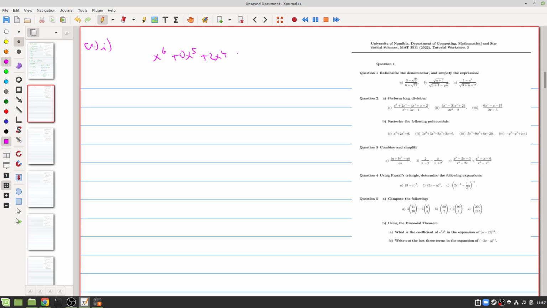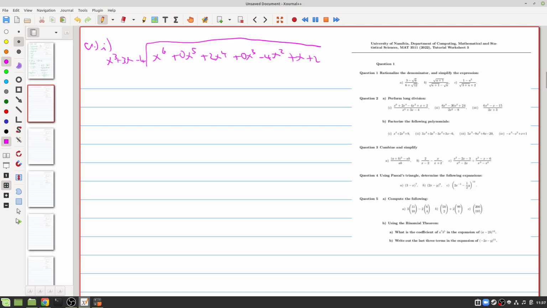Then no x cubes, so we're going to put 0x cubed. X squared, yes, there's a minus 4x squared. There's an x, and then there's a constant 2. Alright, so we've got all of that, and we want to divide that by x to the power 3 plus 3x minus 4.